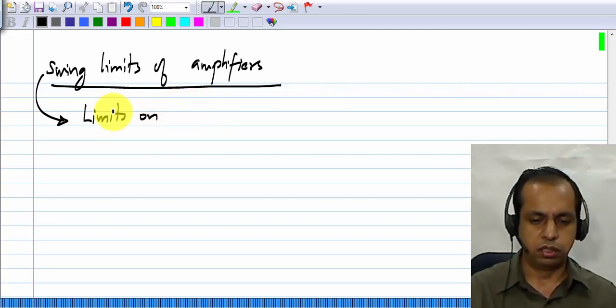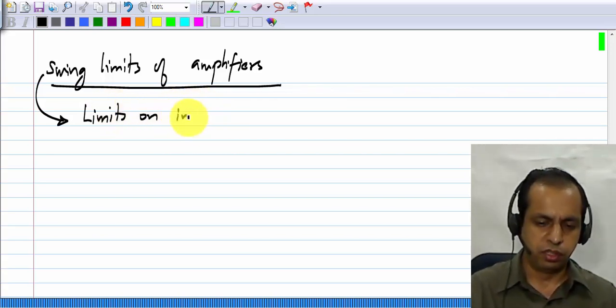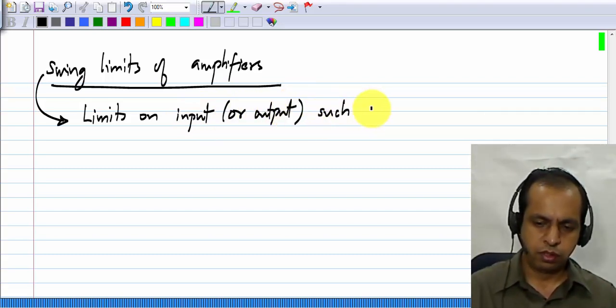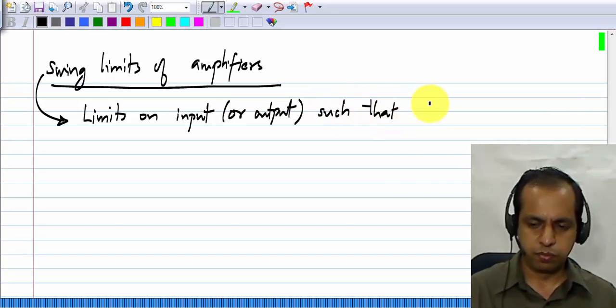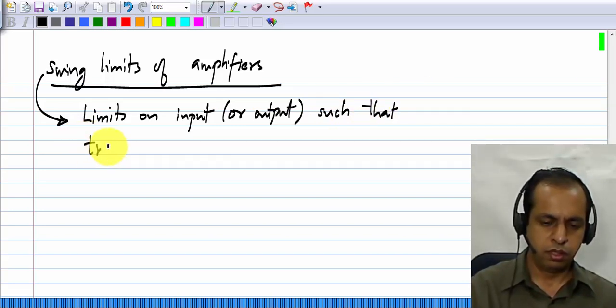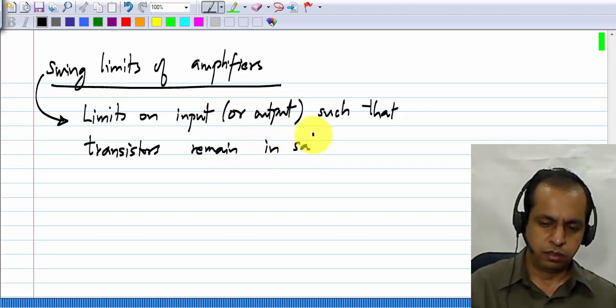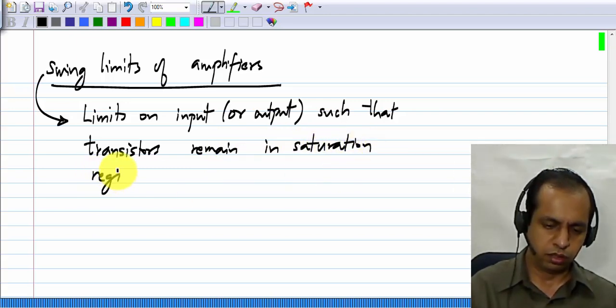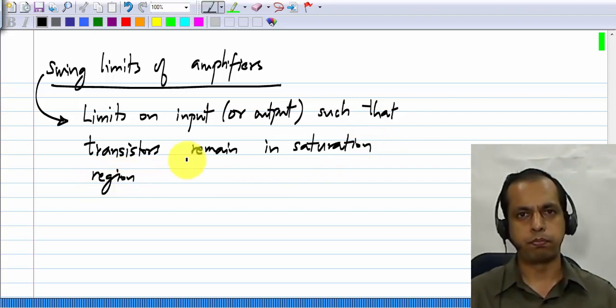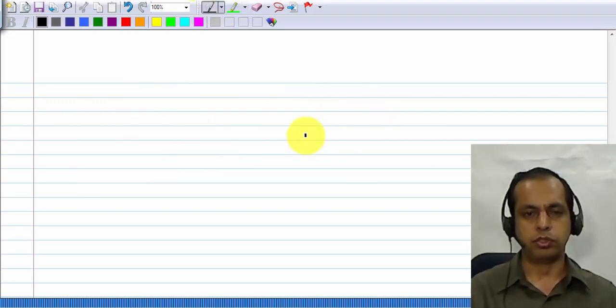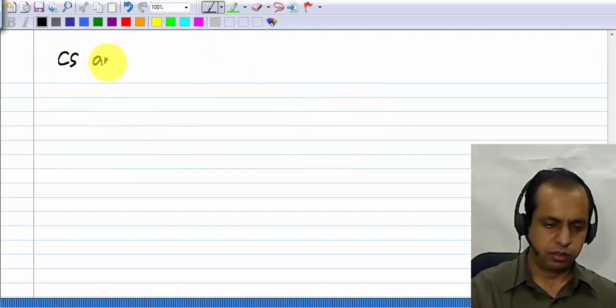You can specify the limits in terms of the input signal or the output signal such that all transistors remain in saturation region. Now let's take the common source amplifier as an example.